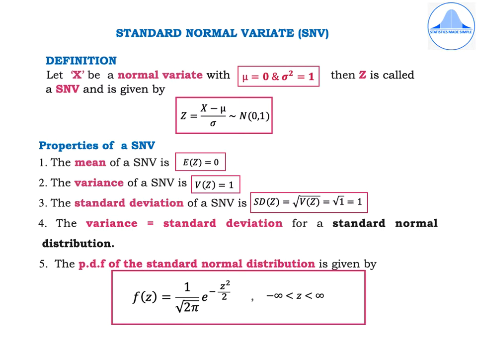They can ask you to write the PDF of the standard normal distribution, and the formula is given by f of z equal to 1 divided by root 2 pi e to the power minus z square by 2, and because this entire formula is only in terms of z, z will take the values between minus infinity and infinity, and so it is written as minus infinity less than z less than infinity.